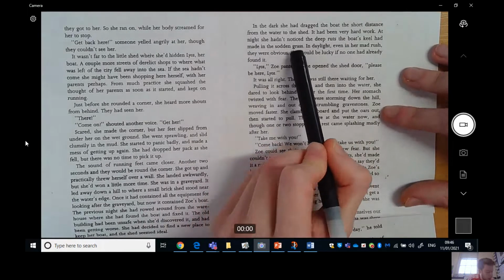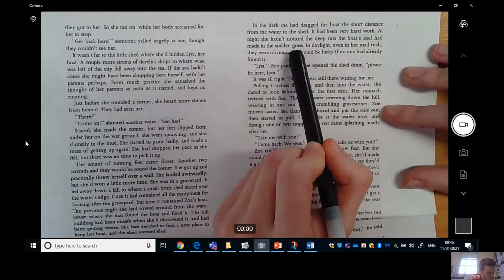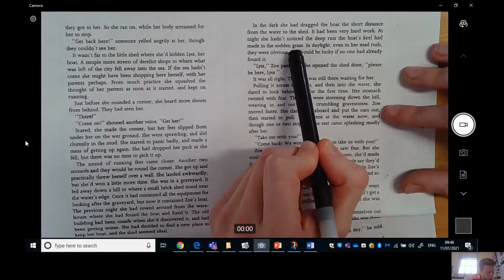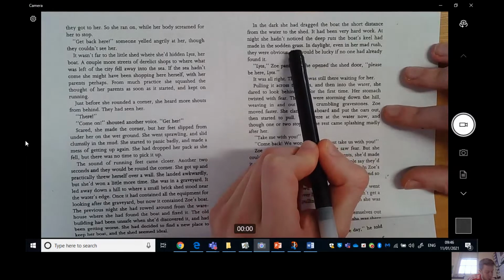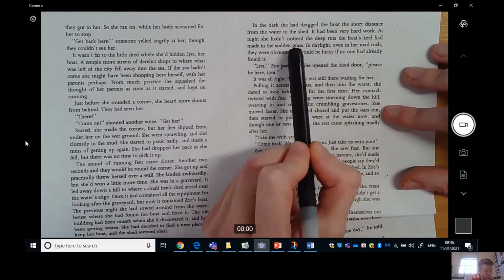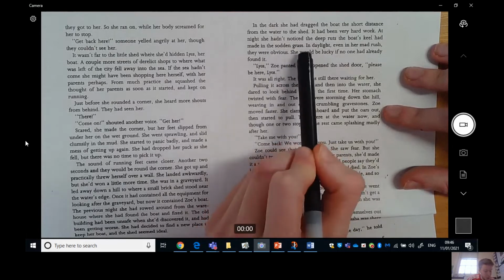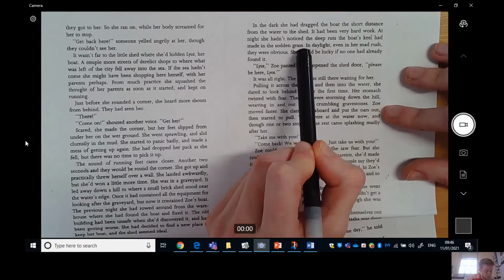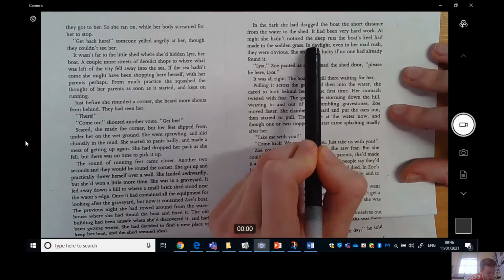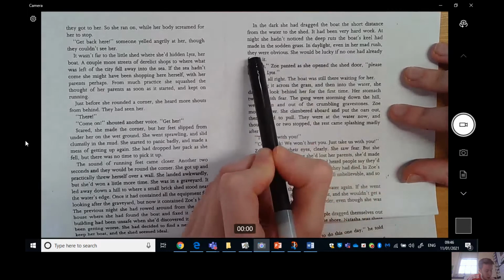So at this point, we can really visualize Zoe dragging the boat. She's exhausted. It's nighttime. She's trying to drag the boat out of the shed, but she hasn't noticed the marks it's left on the wet grass. Do you think that will be a problem for her later on? We'll find out.